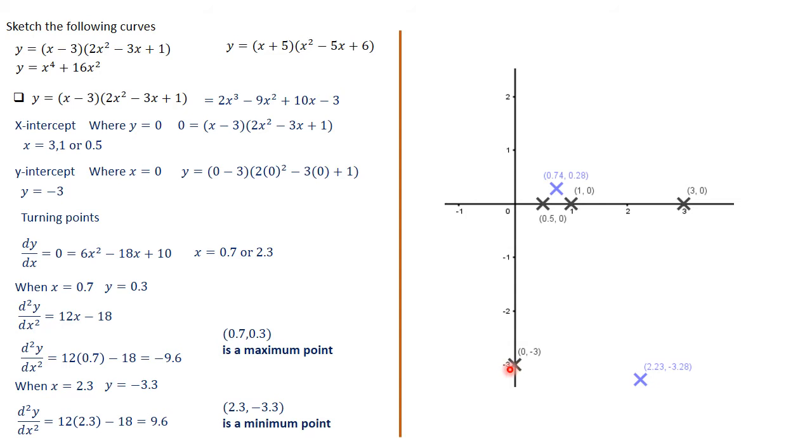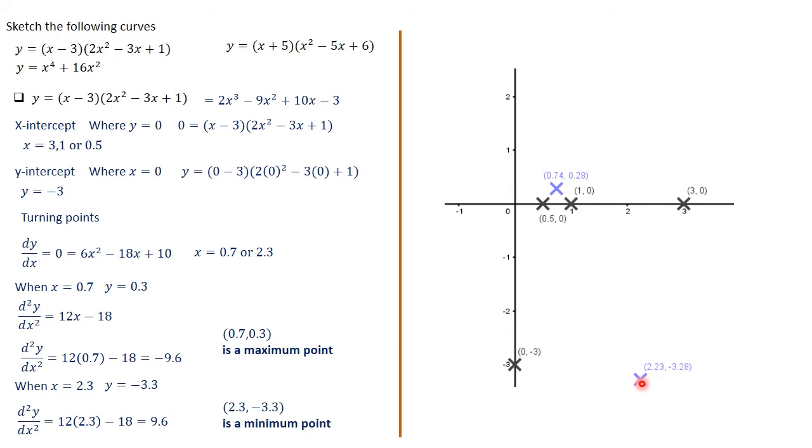What about the turning points? We have a turning point at 0.7, 0.3. Now you must know that these turning points normally are placed somewhere between two x-axis intercepts, and therefore the 0.7 is somewhere between 0.5 and 1. No wonder it's this point here. This is 0.7, 0.3, rounded off to the figures you have there. Then the other turning point is 2.3, negative 3.3. That one, remember, is between this point and the next one. You see, 2.3 is somewhere between 1 and 3, and therefore it's a turning point there.